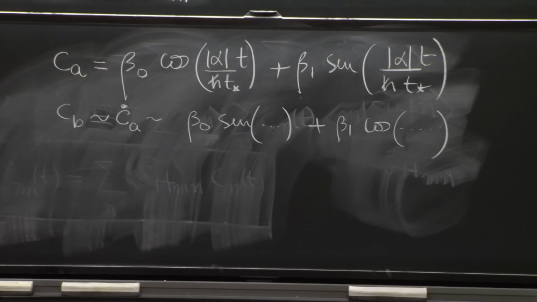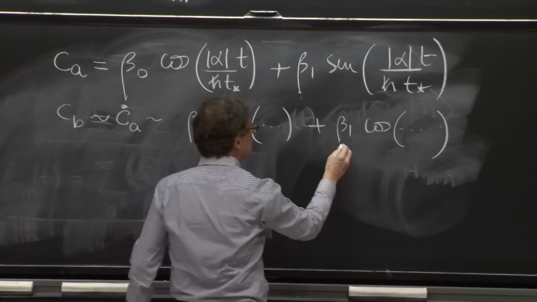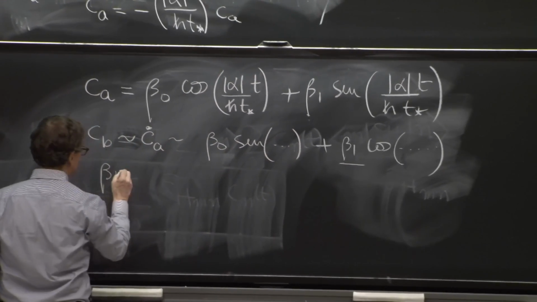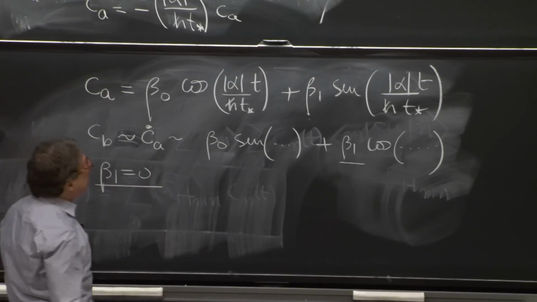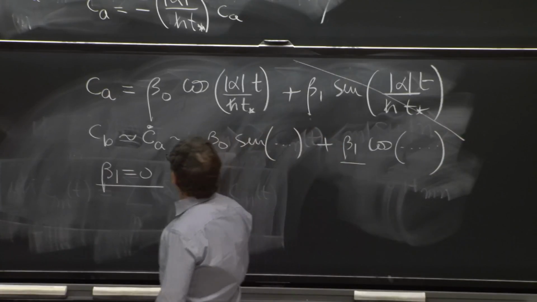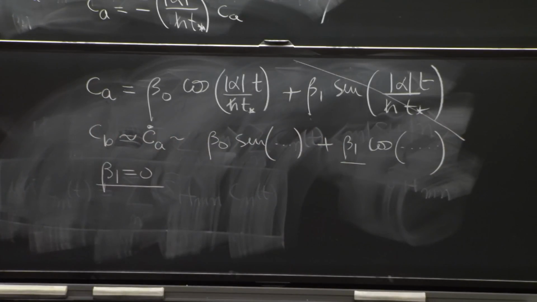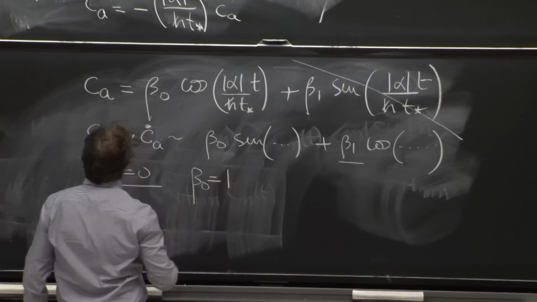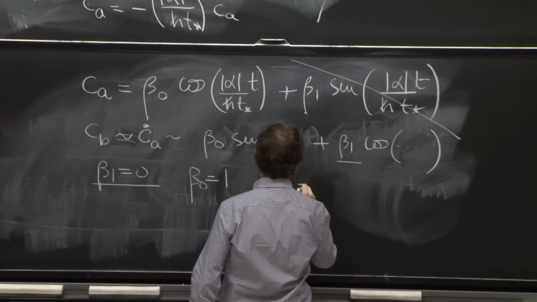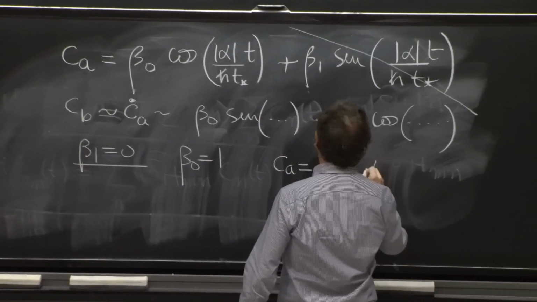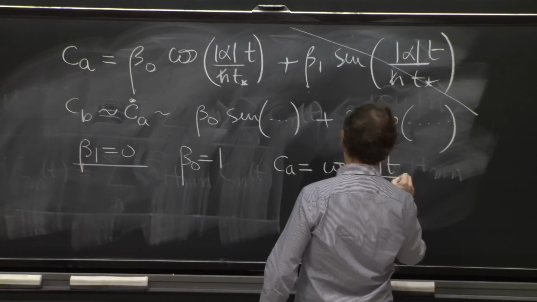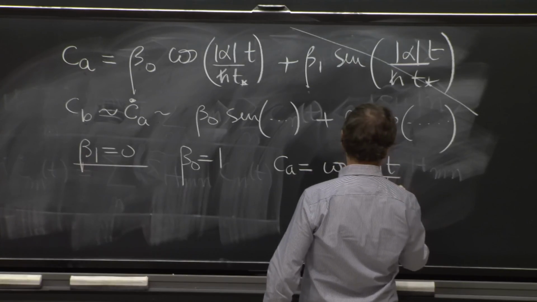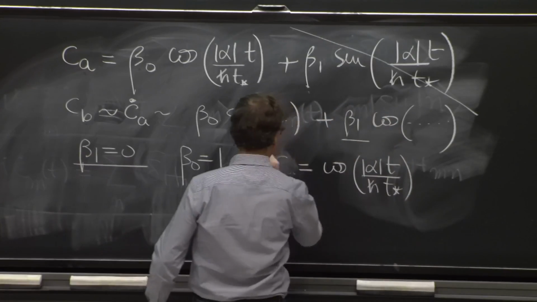And your initial conditions, again, CB must vanish at time equals 0. So if CB must vanish at time equals 0, beta 1 must be 0. If beta 1 is 0, this term is gone. And CA was 1 for time equals 0, so beta 0 is 1. Therefore, CA of t is equal to cosine of alpha t over h bar t star.